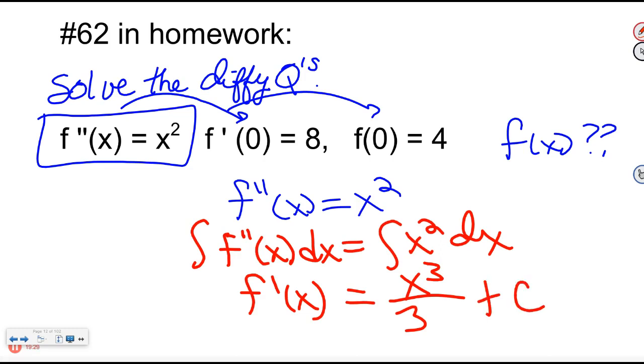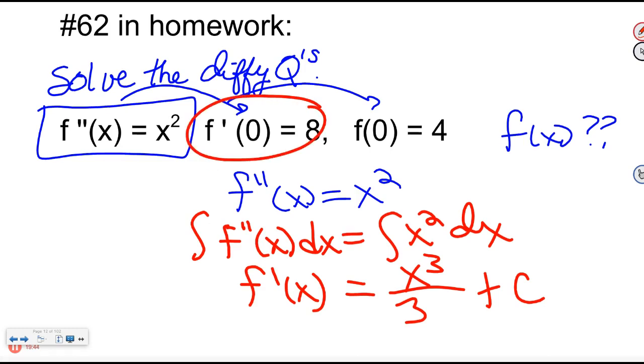Carl, this is called a general solution for f prime. Now guess what I need to do before I move on? Find c, right? I'm going to get on the actual f prime. How do I do that? Plug in the point. Yeah, it's an easy one.